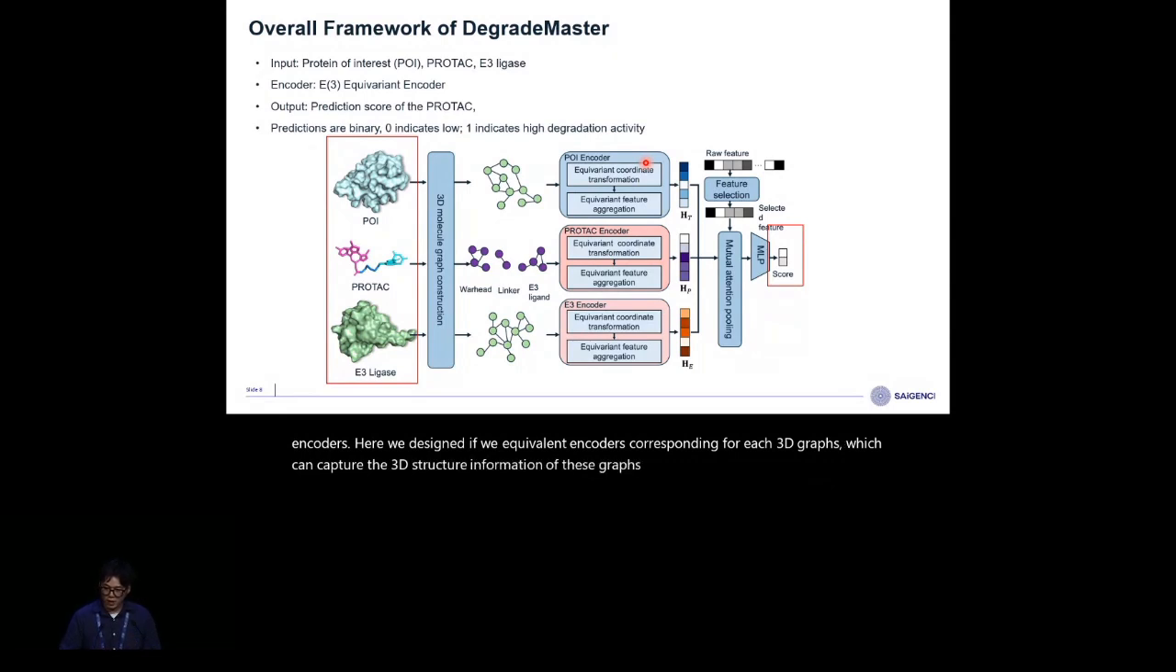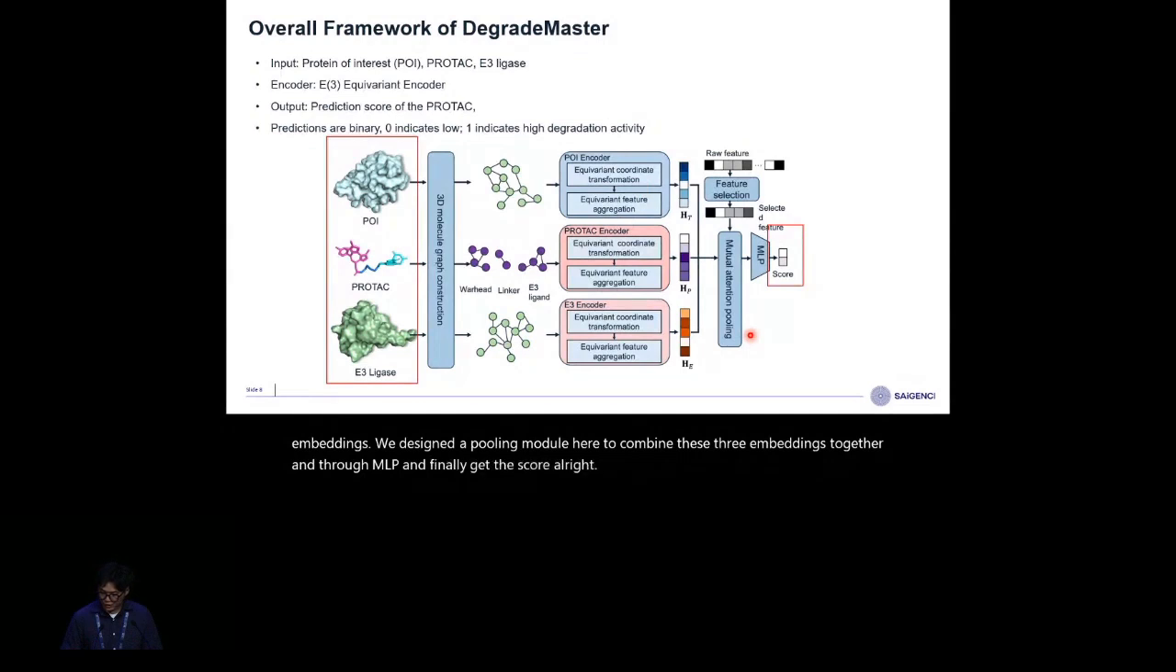And also, these three encoders have independent parameters as well. So after encoding these 3D graphs and converting them from the sparse high-dimensional structure into low-dimensional dense embeddings, we designed a pooling module here to combine these three embeddings together, and through an MLP, finally get a score.